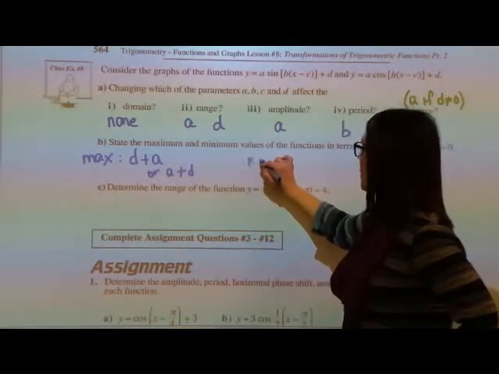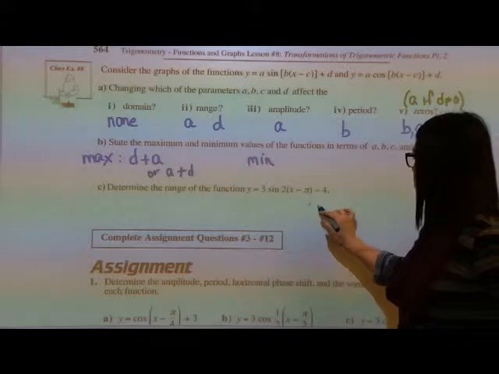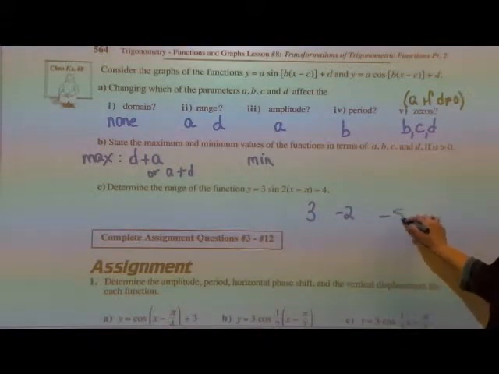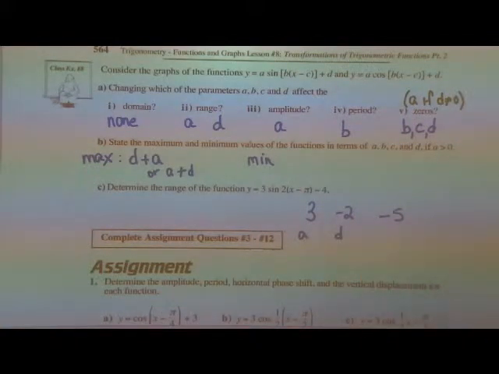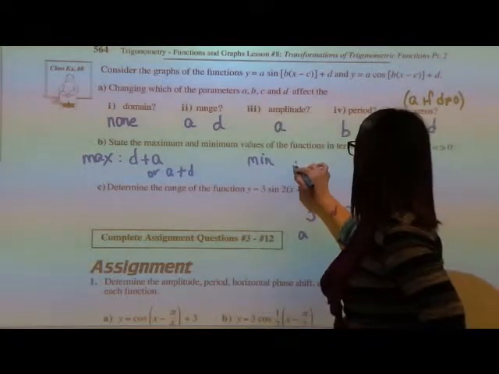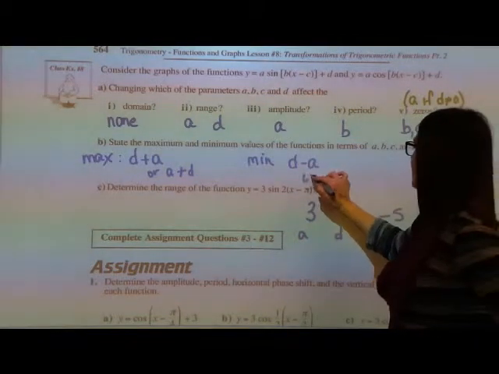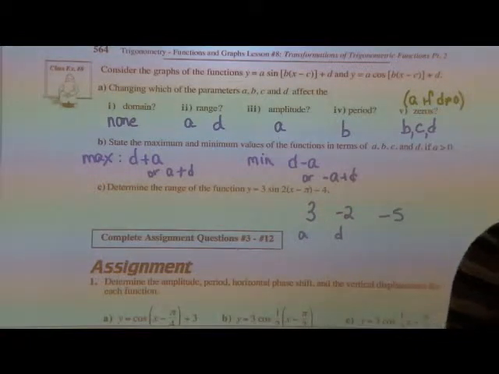To find the minimum, we had 3 and we had -2, and I needed to get to an answer of -5. How would I do that? D minus A, or -A plus D. Either way would work.